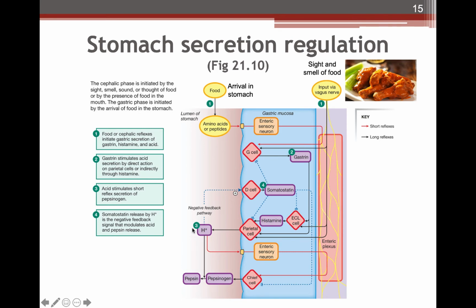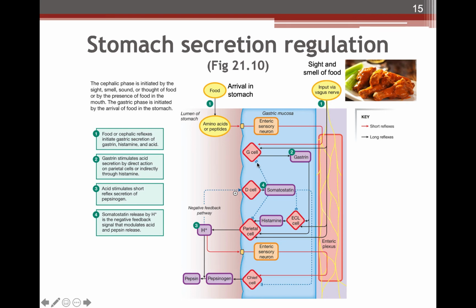And then we need to turn this off too, because you don't want to make like 6 gallons of acid and enzymes for a little mini Snickers bar. Well, how does this all get turned off? Well, there are D cells. This is the negative feedback pathway here. D cells will be stimulated when they sense a threshold of hydrochloric acid. And when they detect a particular level of hydrochloric acid, they will release their paracrine signal molecule called somatostatin.